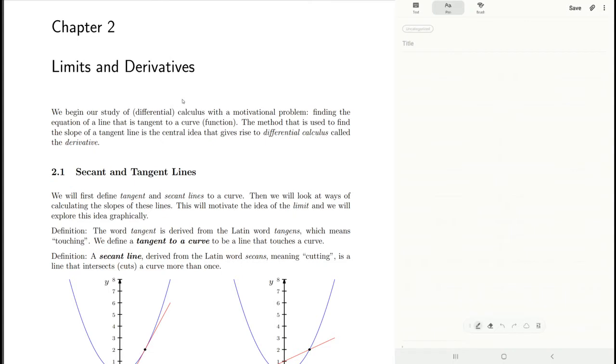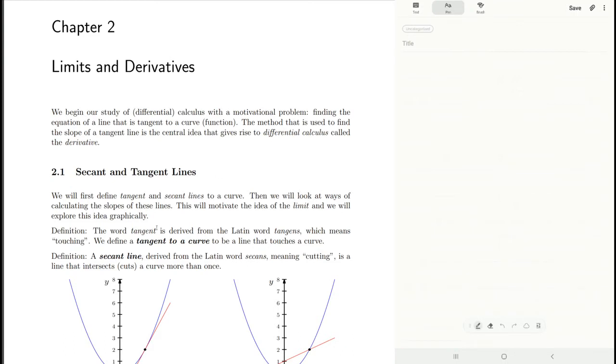Now differential calculus comes from trying to solve a certain problem, which is finding the equation of a line that is tangent to a curve. Now the method that is used to find the slope of the tangent line is the main idea behind differential calculus, and this method is called the derivative. Now we'll first define what secant and tangent lines are before we get into the problem of solving for the equation of a tangent line.